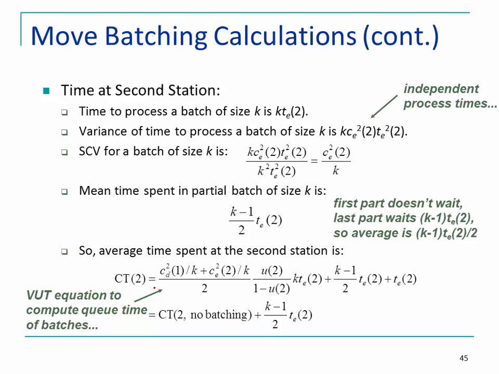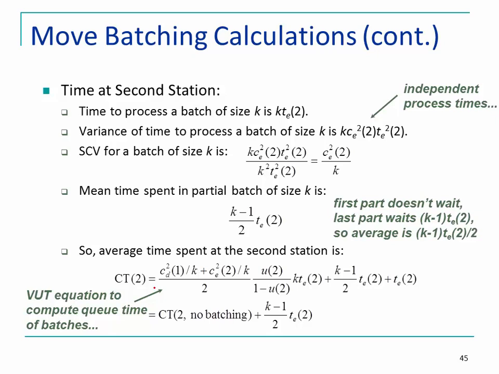So using that information, we can compute the time at the second station. The time to process a batch of size K is going to be equal to the number of items in that batch times the effective time of that second station. The variance of time to process a batch of size K is going to be equal to the squared coefficient of variation of the effective time multiplied by the size of the batch times the square of the effective time of processing on that second station.